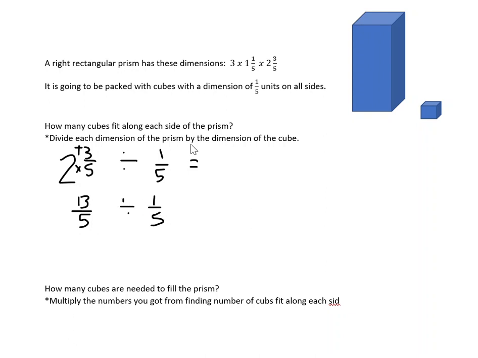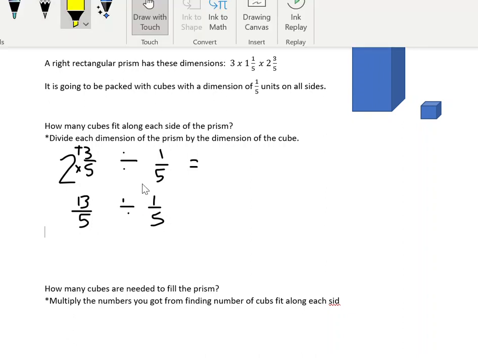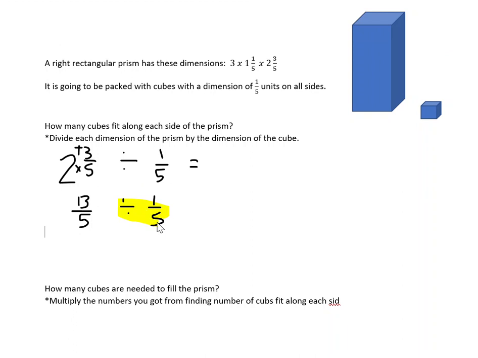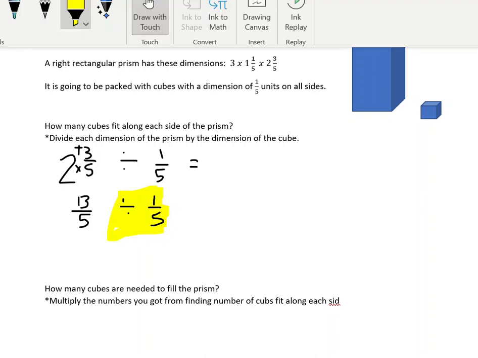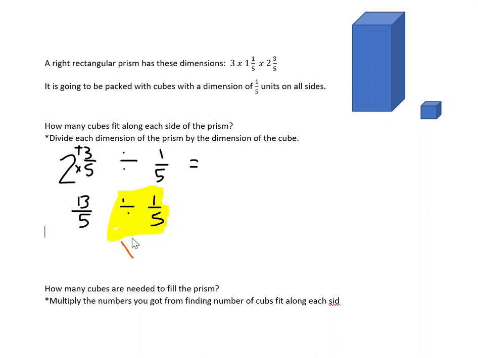To divide by a fraction, here we're dividing by a fraction. How do we divide by a fraction? To divide by a fraction, we multiply by the reciprocal. So I'm going to keep that 13/5 and I'm going to multiply it by 5 over 1, because that's how we divide by a fraction, by multiplying by a reciprocal.